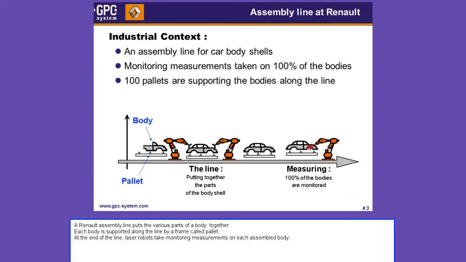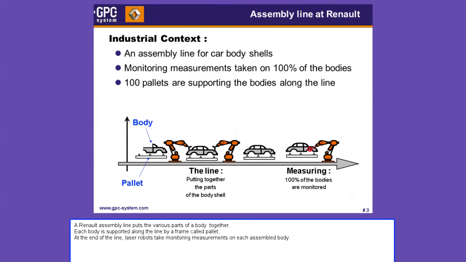A Renault assembly line puts the various parts of a body together. Each body is supported along the line by a frame called a pallet. At the end of the line, laser robots take monitoring measurements on each assembled body.